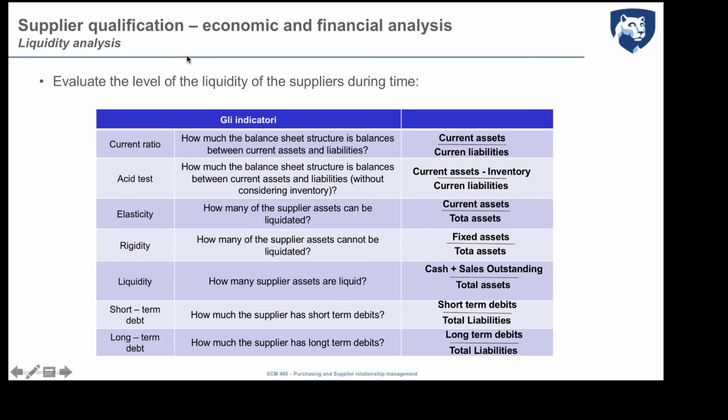Then liquidity analysis instead looks at the level of liquidity of the supplier during time, and these are the indicators that you can use to evaluate liquidity of the supplier. In particular, you have what is called the current ratio, which analyzes how much the balance sheet structure is balanced between current assets and liabilities. So it means making the ratio between current assets and current liabilities.